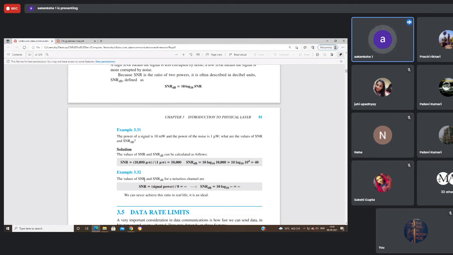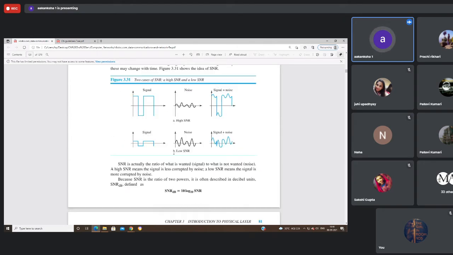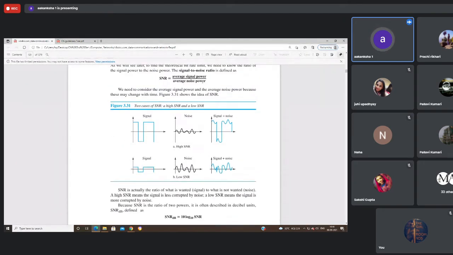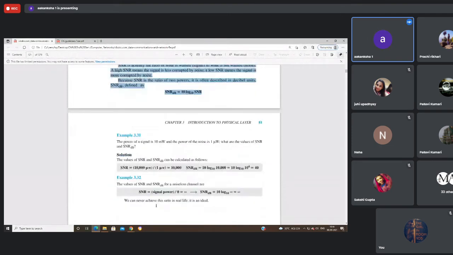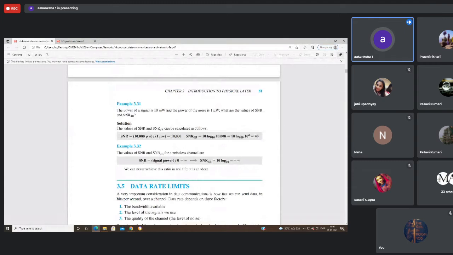So the values of SNR and SNR dB for a noiseless channel are, because we say noiseless channel, therefore there is no power in the noise. There is no average noise power. So that is 0. So we say SNR for a noiseless channel is signal power upon 0, which is infinity. Similarly, SNR in dB is 10 log 10 of infinity, which is also infinity.